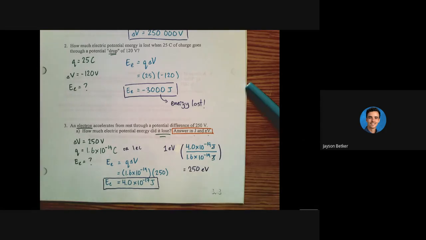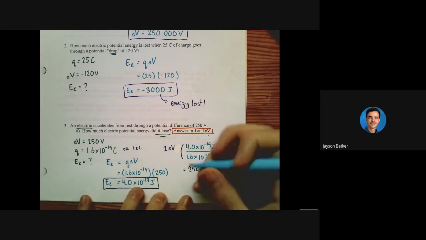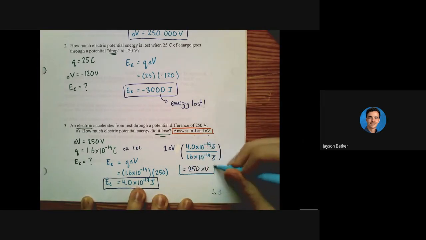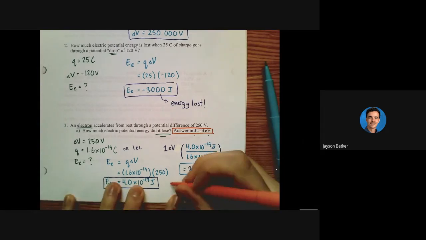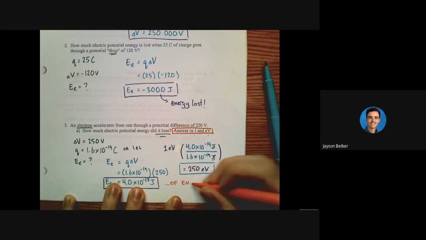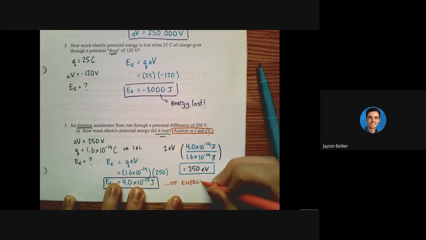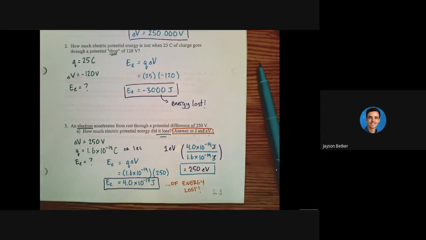So it either loses 4 times 10 to the negative 17 joules, or, I've actually made this backwards in my color scheme here, it loses 250 electron volts. So you could say, dot, dot, dot, of energy lost. And it's always exciting. Okay, so we've got part B.